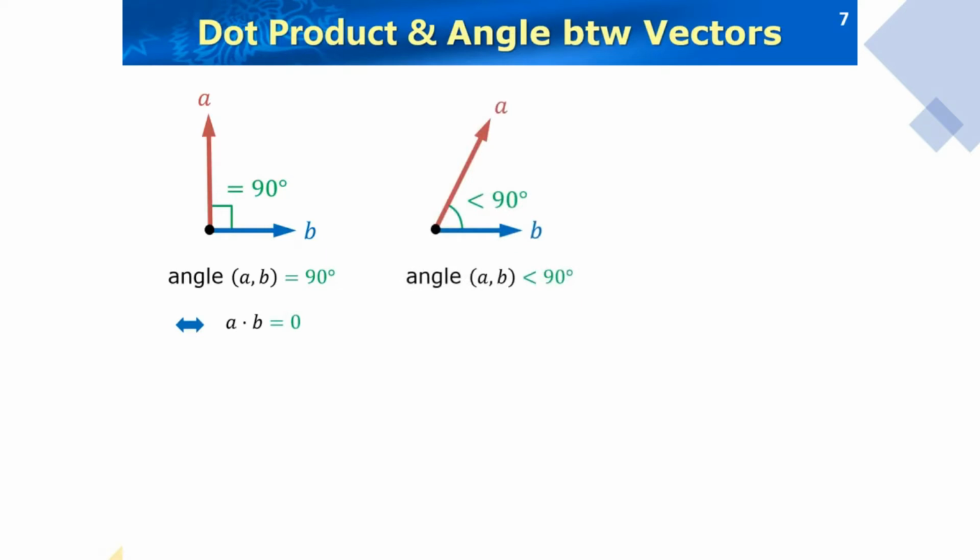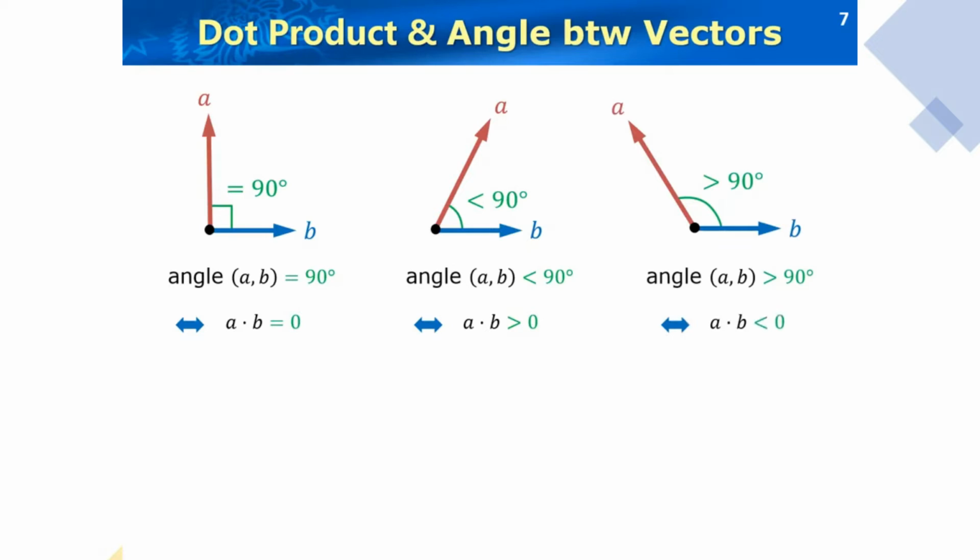Next, let's revisit the relationship between the dot product and the angle of two vectors. Given two vectors a and b, if the angle of a and b is 90 degrees, then the dot product is 0. If their angle is less than 90 degrees, their dot product is positive. Otherwise, if their angle is larger than 90 degrees and less than 180 degrees, their dot product is negative. These results indicate that we can use whether the dot product is positive, negative or 0 to evaluate whether the angle of two vectors is acute, obtuse or right, respectively.